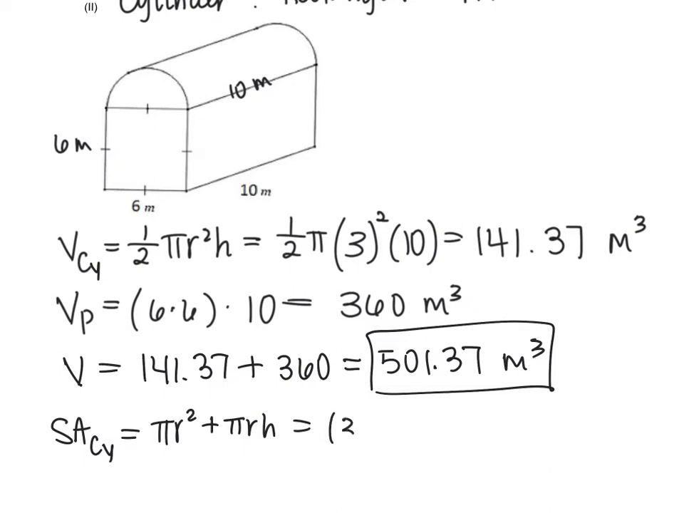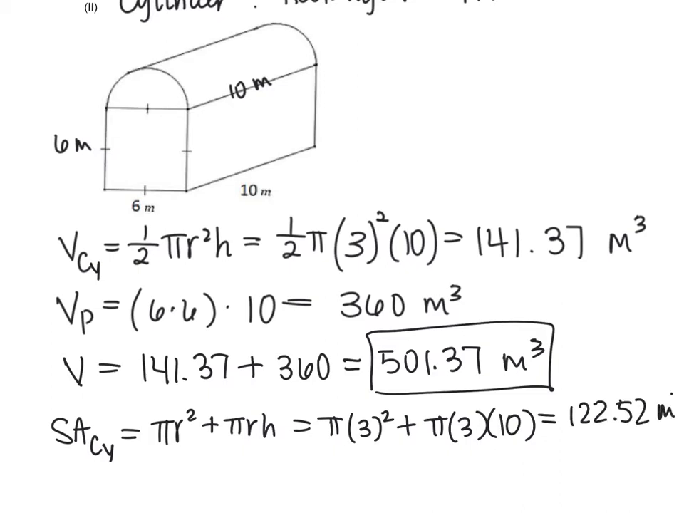So we're going to do pi times 3 squared, and then plus pi times our radius 3 times our height 10 for the surface area in the middle. So pi times, and then 3 squared is 9, plus pi times, and then 3 times 10 is 30, which gives us 122.52 meters squared for our cylinder.